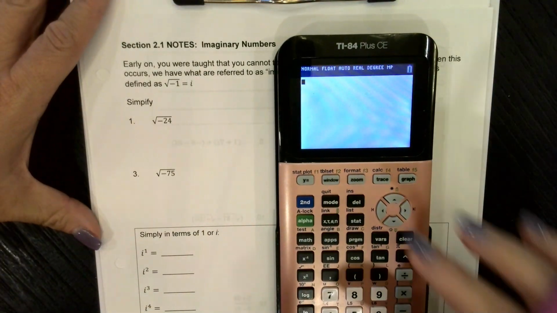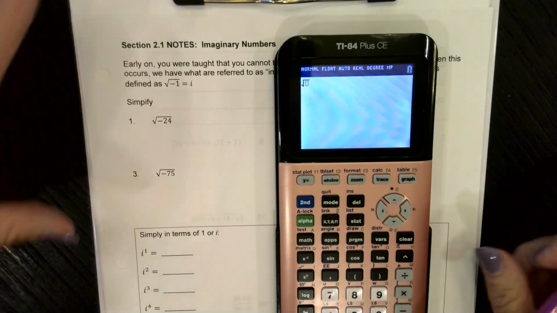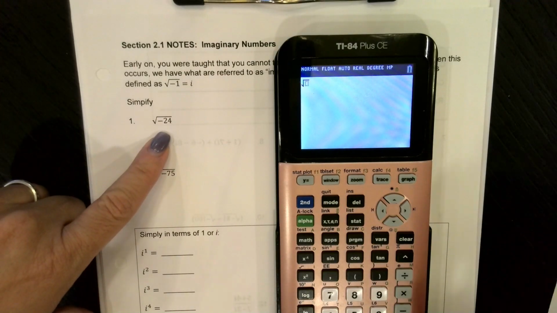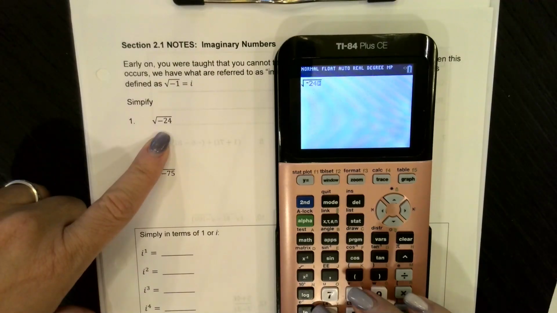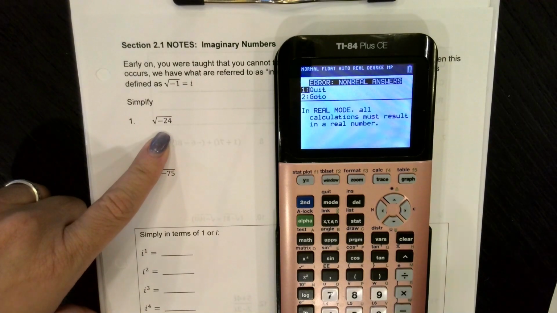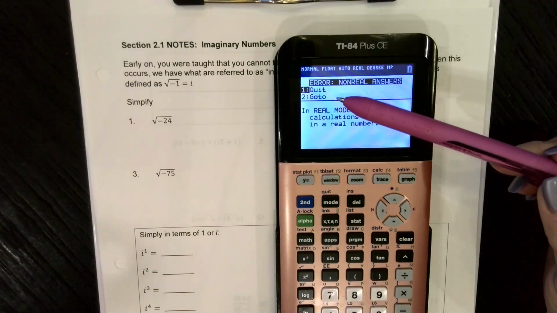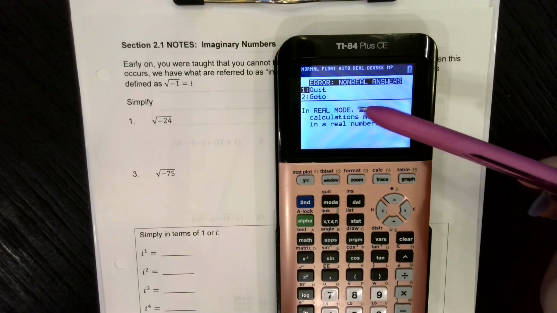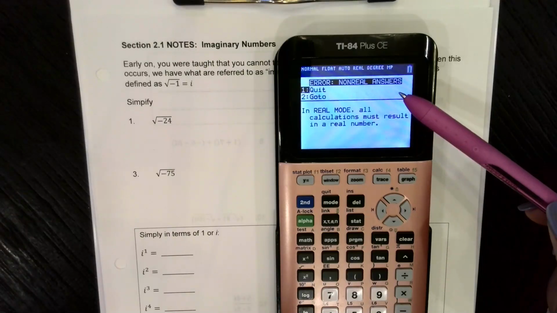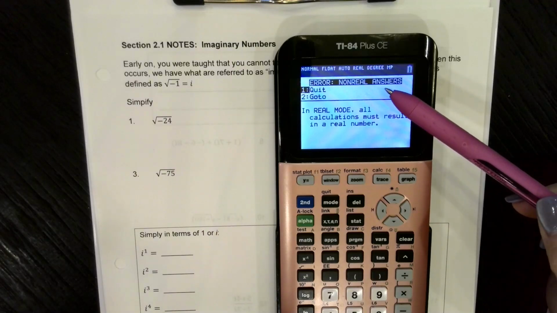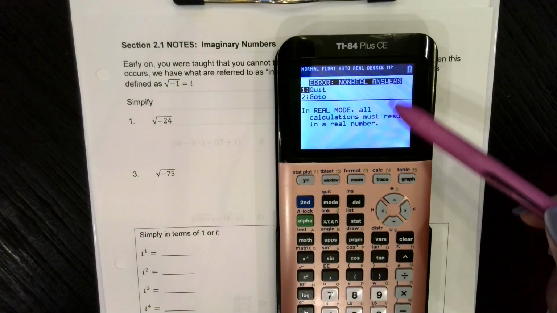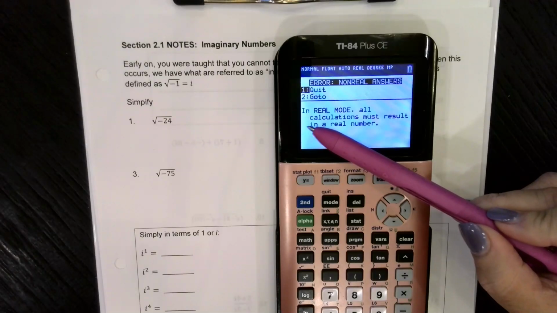If we have our calculator here, and I put in the square root, I'll just use this first one that we have on here, negative 24. When I hit enter on that, I get an error. But what's important is the other part of the error, which is right here: non-real answer. So I actually have an answer for this, but what happens in your calculator is you get this non-real answer, and it tells you down here that you're in real mode.